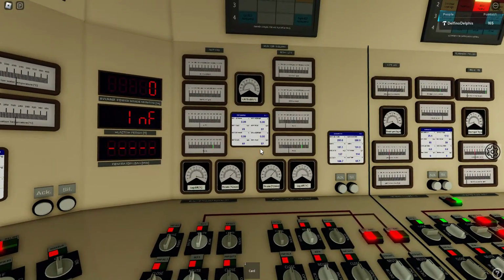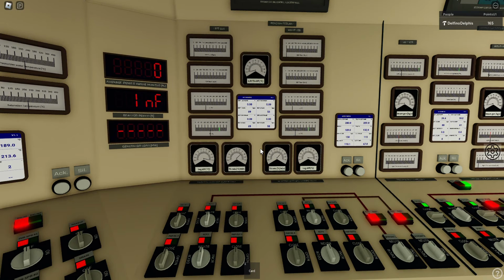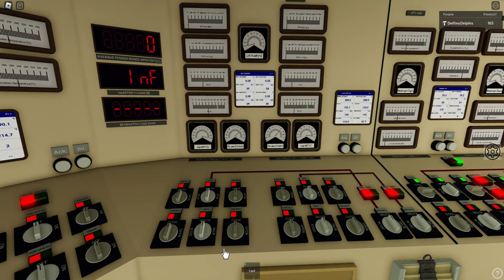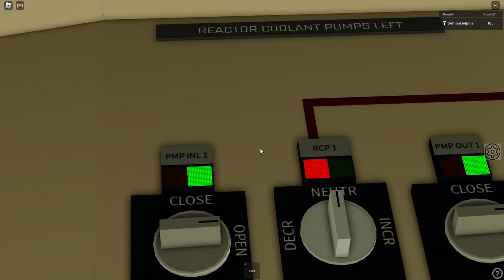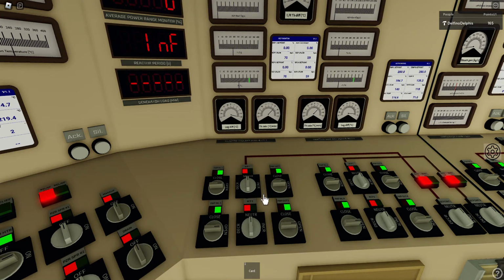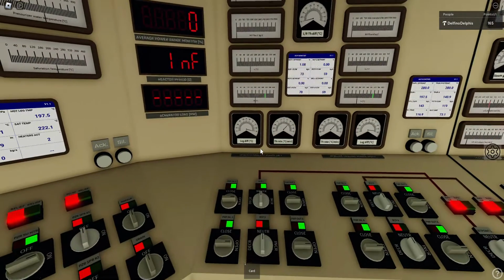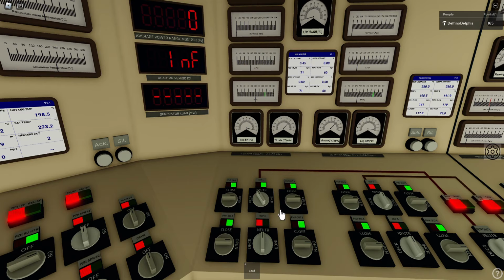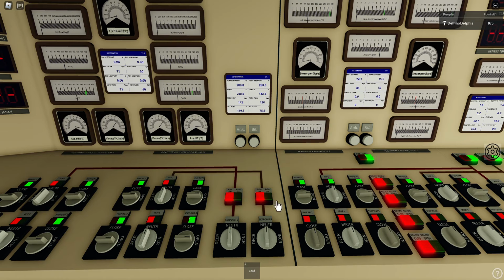Okay, back to the primary. We have 4 pumps. These are the reactor coolant pumps, 2 pumps for the left part and 2 for the right. I will enable them. When you enable the pumps, you just need to enable the inlet and outlet. The middle switch is used to set up the pump. If you move this, you can see the percent here in the set point rising. I will stop this for now, we don't need them yet, but I will put this also on auto.